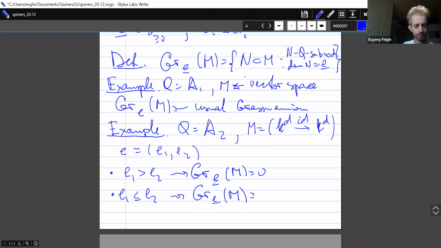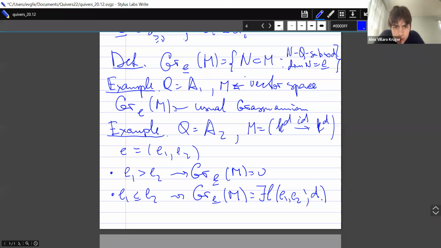So how to describe it? We have a very simple representation. It's a partial flag set, right? Absolutely, yeah. So this is just the flag of dimensions E1, E2 inside the D-dimensional vector space. Alex, Andrei, is it clear, or should we discuss it in more detail? Yeah, so M is fixed, right? And then the dimension of E2 should be less than the dimension of M, less than D, right?